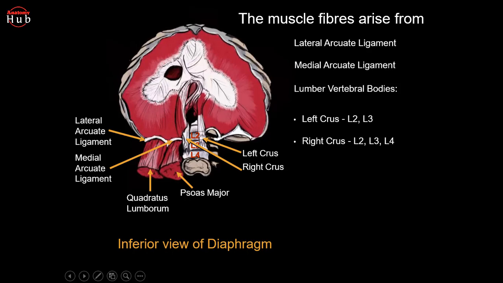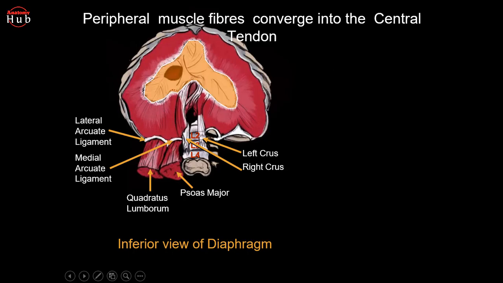Along with that, as you know, the left crus and the right crus also take origin from the vertebral body and the intervertebral disc. So the left crus is from L1 to L3, and the right crus is from L2, L3 and L4. And here you'll find the peripheral muscle fibers that converge into the central tendon at the center, and at this central tendon you will find so many openings over there.